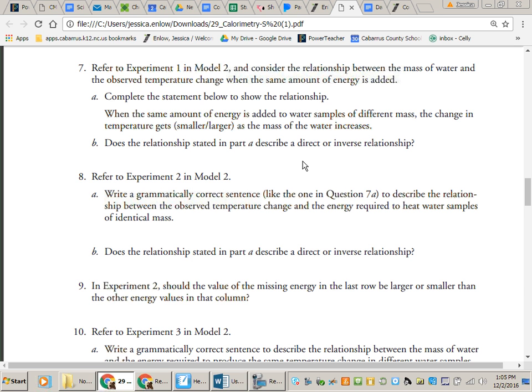And then question 8, describe the relationship between the observed temperature change and the energy required to heat the same mass of water. Anybody? Temperature and energy. Are those two related? Those are directly related. As you increase the energy added, the temperature should increase. So what we're going to start to do is think about, just like we did with our gases, how things are related, and then how they relate in an equation as well.